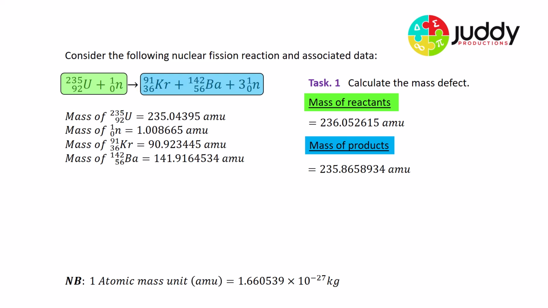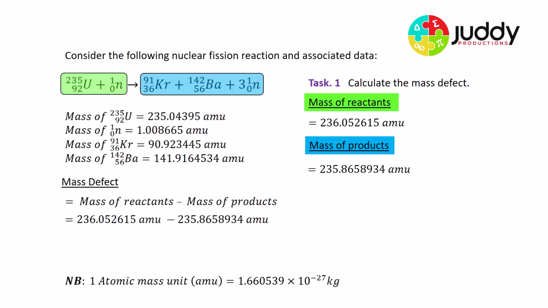You'll notice there's a slight difference. The mass of the products is slightly less than the mass of the reactants. The difference between these two masses is what we call the mass defect. So the mass defect is equal to the mass of the reactants, take away the mass of the products. In this case, we have a mass defect of 0.1867216 AMU.